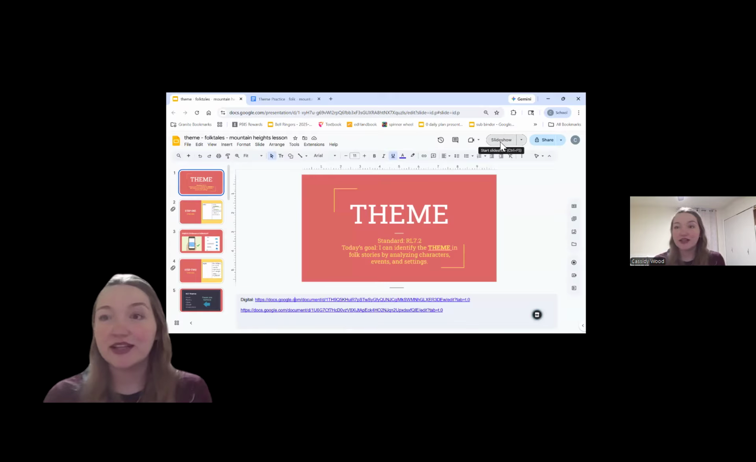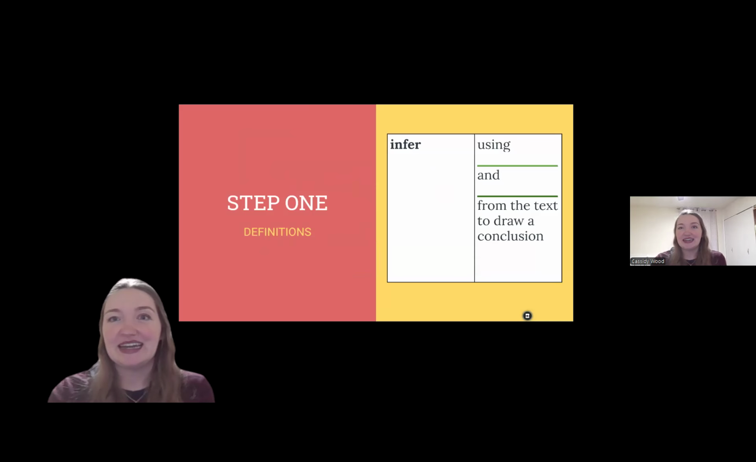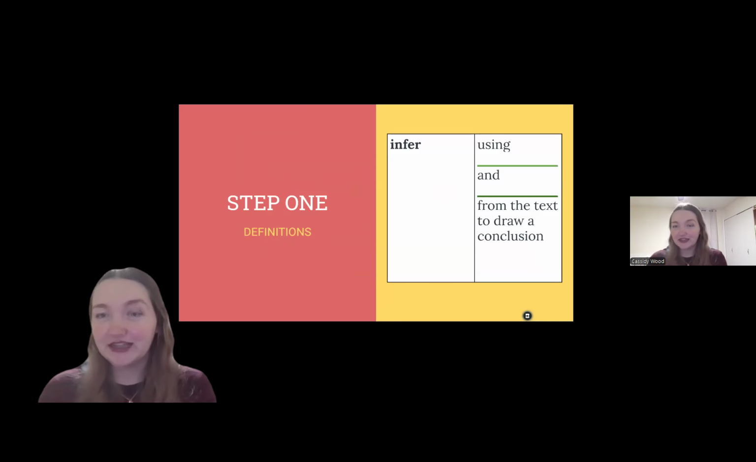So today we are going to have a lesson on theme. It's the standard RL72 from the state that they want you to learn this, and so do I, because it's something that's going to help you throughout this whole year with reading and writing, and as you grow in reading and writing as well. We're going to use folk stories today to analyze that. So first, we're going to go over a couple definitions.